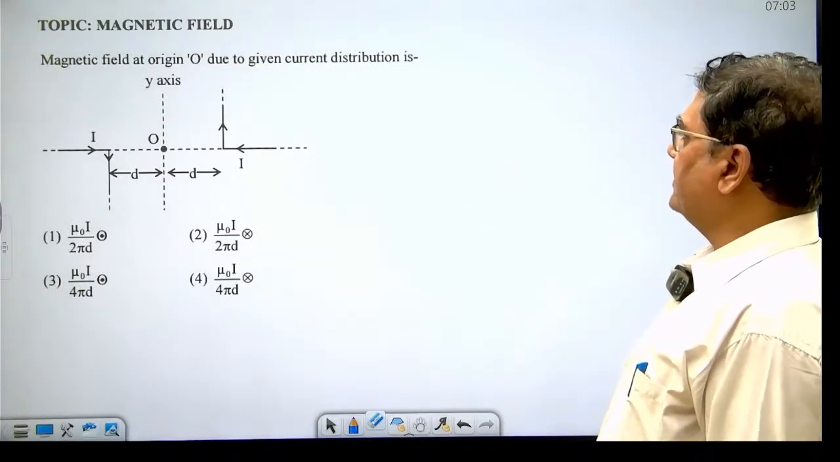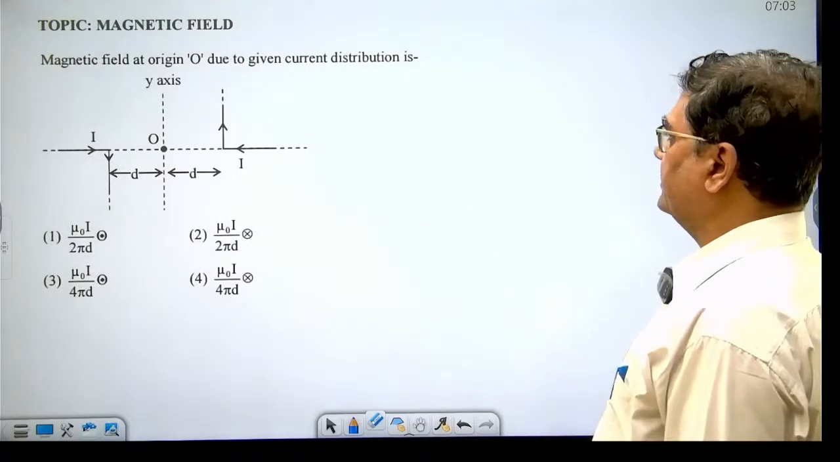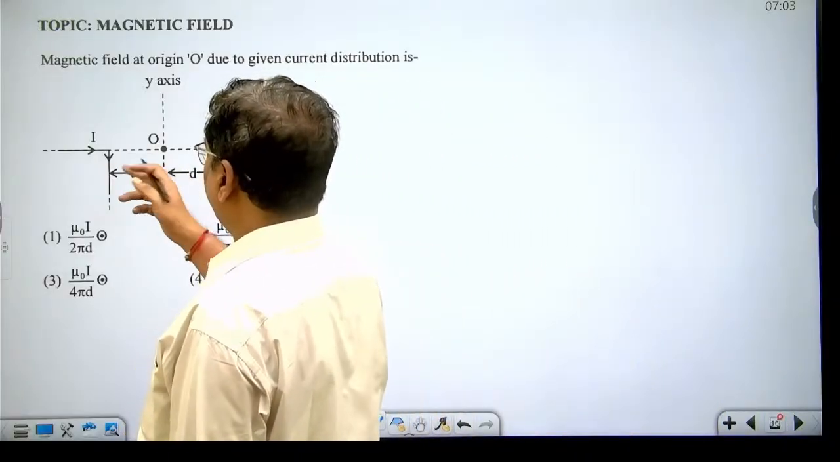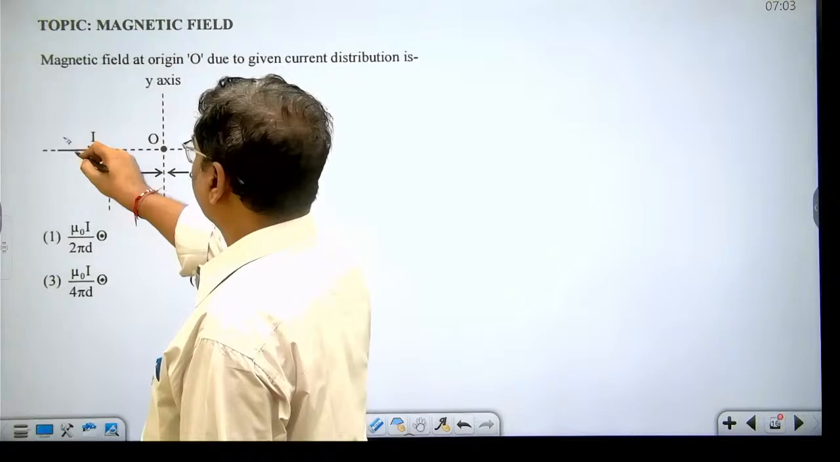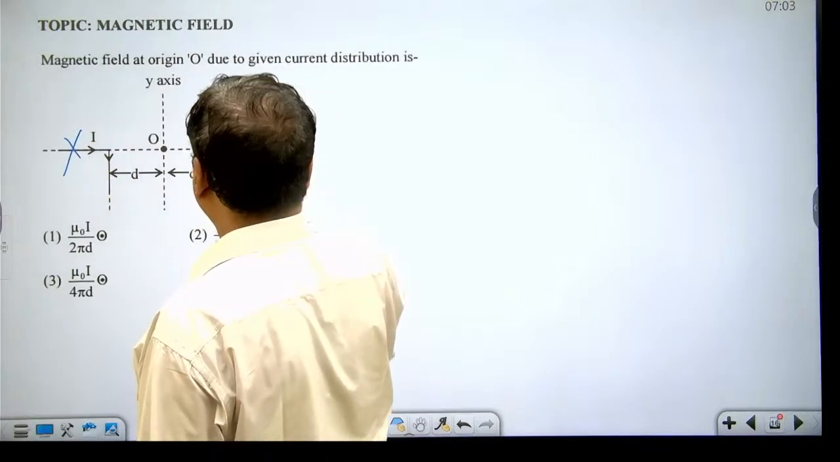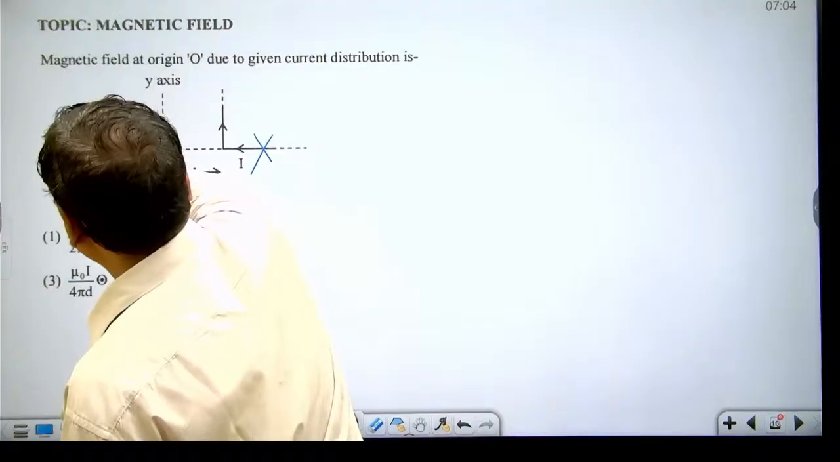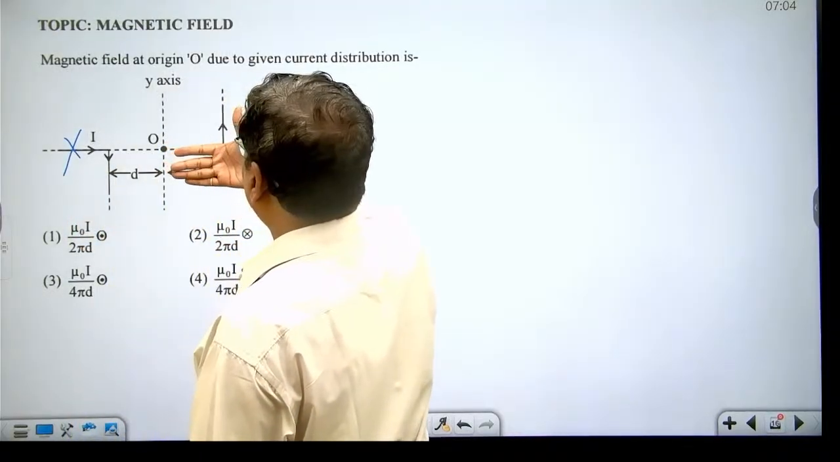Magnetic field at origin O due to the given current distribution: dear student, whenever the observation point is located along the wire, the magnetic field is zero. Due to this wire, the magnetic field will be zero. Due to this wire also, the magnetic field will be zero. And due to this wire, the magnetic field will be upward. And due to this wire also, the magnetic field will be upward.